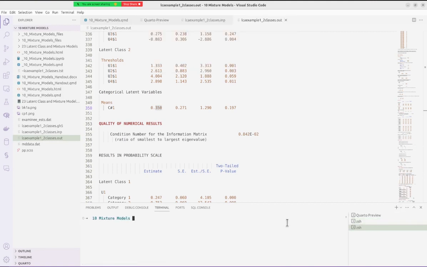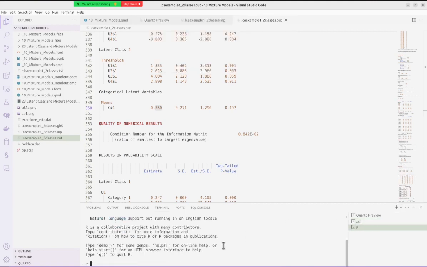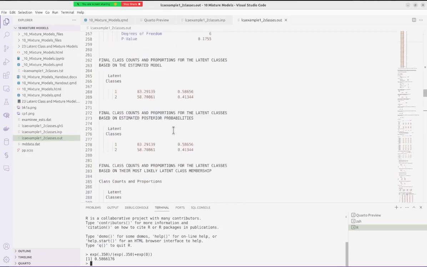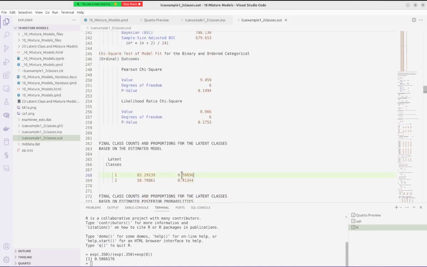I really want to add R here. I need an R terminal. What I was going to do was basically show you where this came from. If I took exp of 0.350 and divided it by exp of that same number, 0.350, plus exp of 0, because that is the second latent class mean, I come up with the proportion 0.586. That is the same proportion that you see in our latent class model counts right here. Right? So what Mplus is estimating and what it's trying to report as a proportion are two different things.